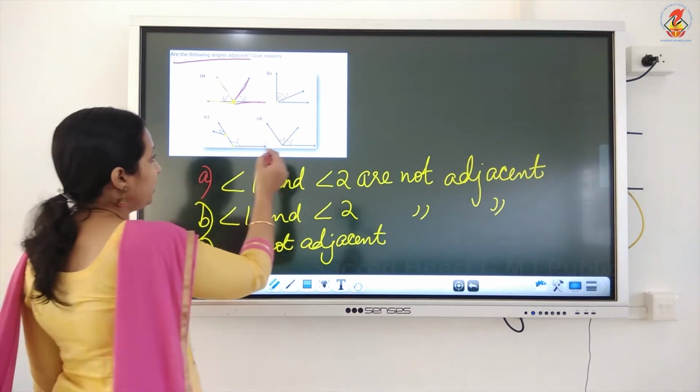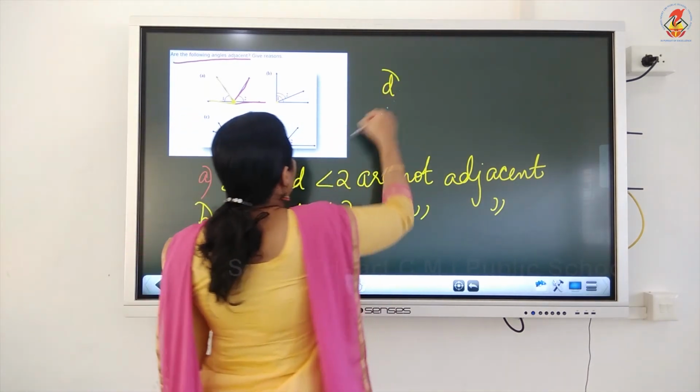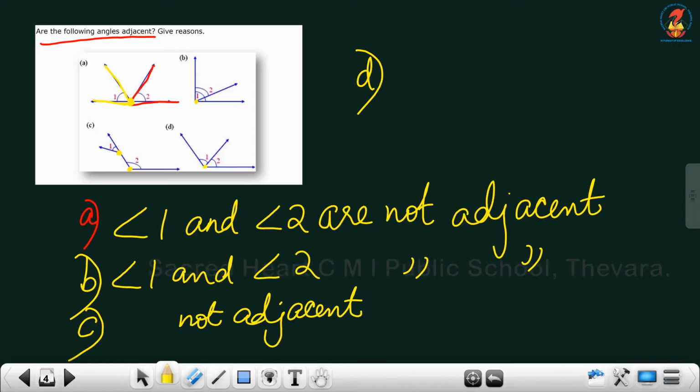Now, look at question D. You can see one angle here and one angle here.